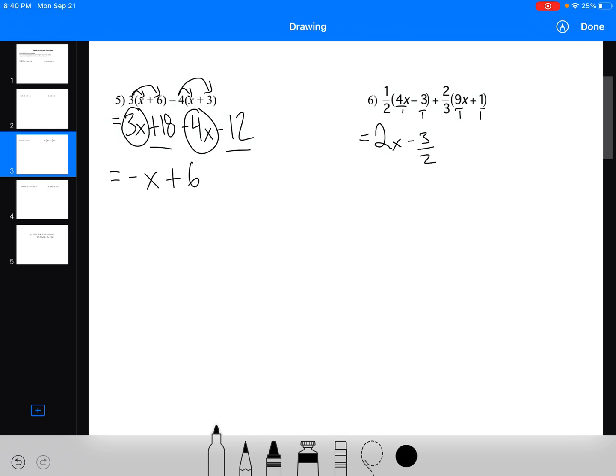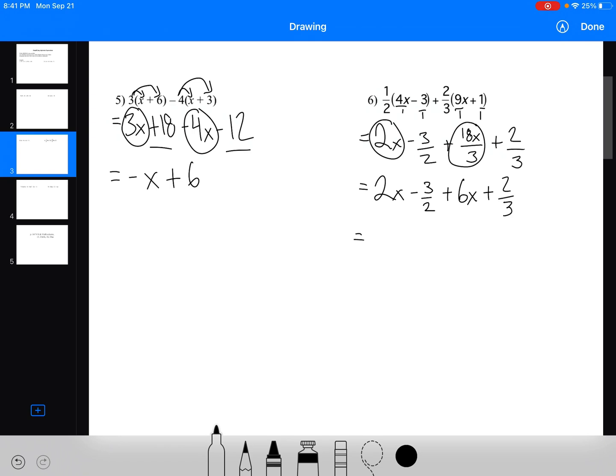The next one, we're going to get plus, now I'm going to write this out. 2 times 9 is 18. So we get 18x over 3 times 1 is 3. And we'll come back to that in a second. And then plus 2 times 1 is 2 over 3. We need to put this together with this. But what we need to recognize first is that 2x minus 3 over 2 plus 18 divided by 3, we can actually do that. 18 over 3 is 6 plus 2 over 3.